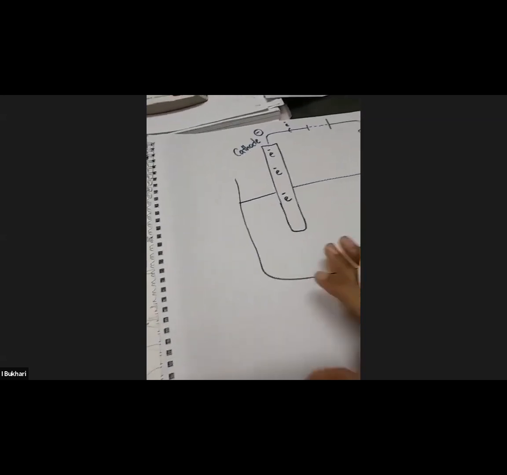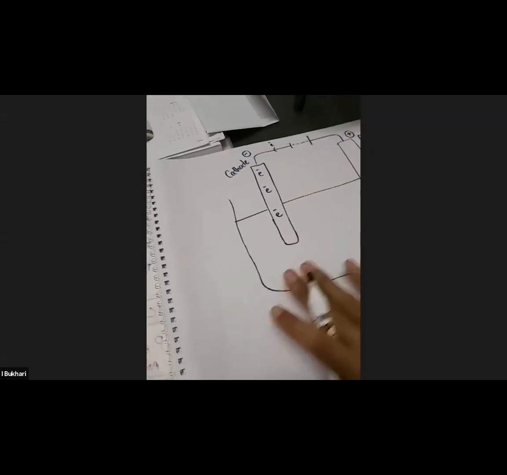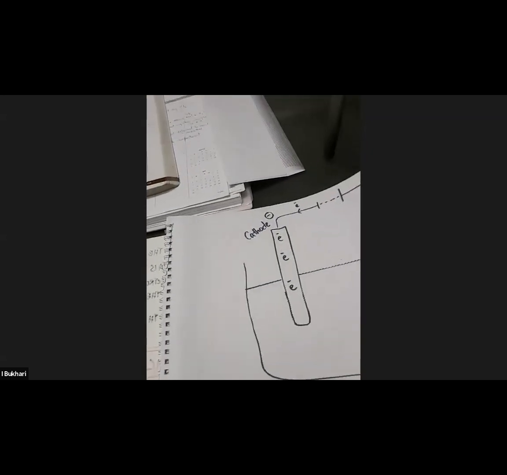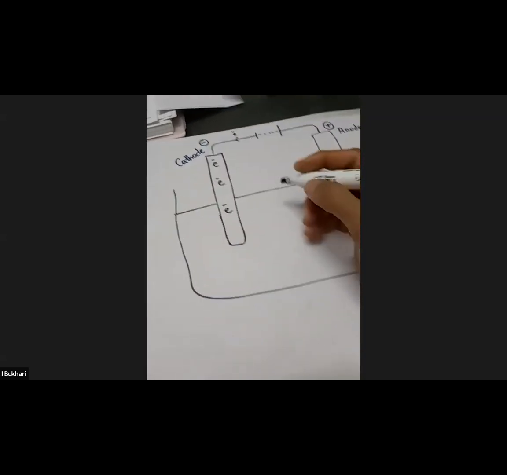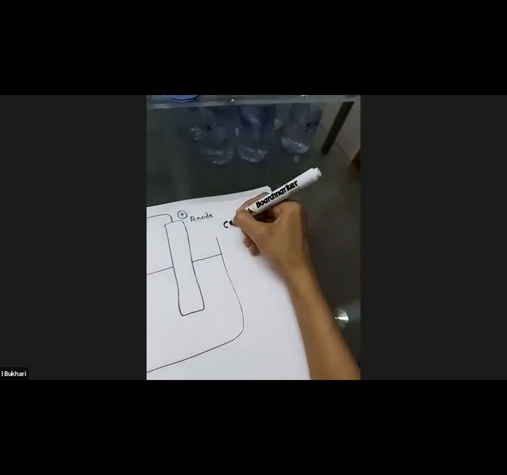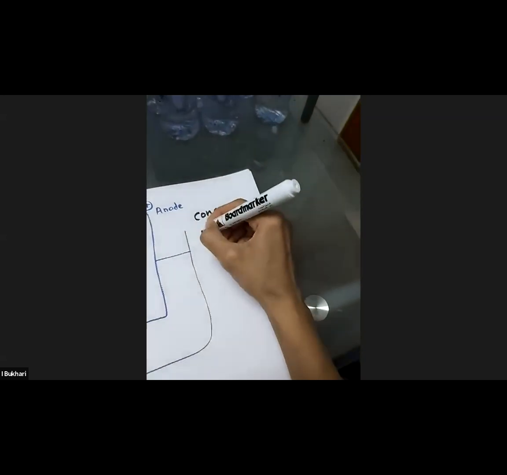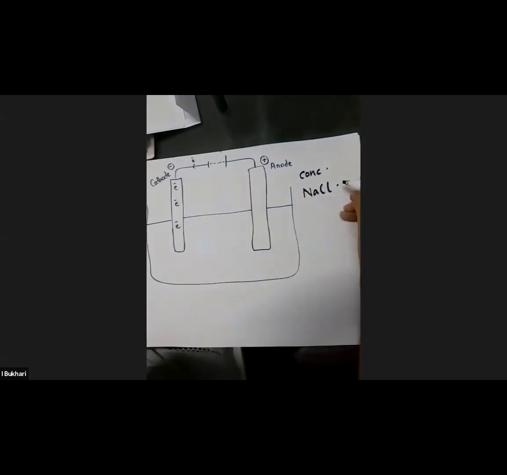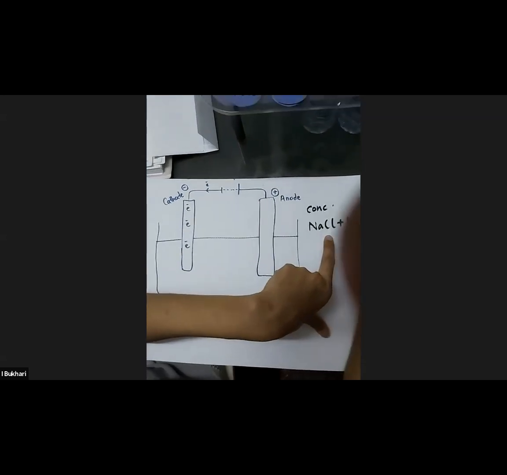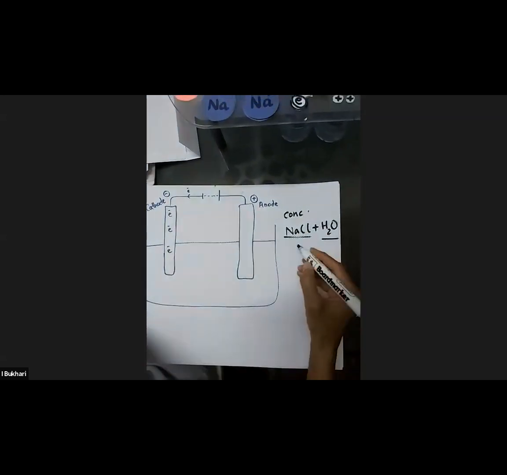Okay. Now, how does the competition take place? Okay, for example, let me take the example of concentrated sodium chloride solution. Okay, concentrated sodium chloride solution. Now this is a solution, so this is sodium chloride plus water, right?